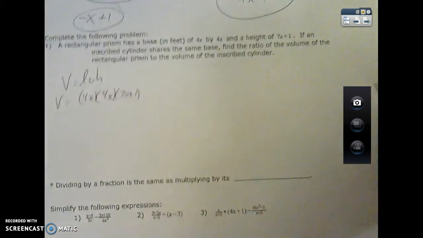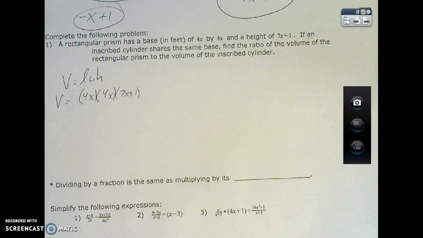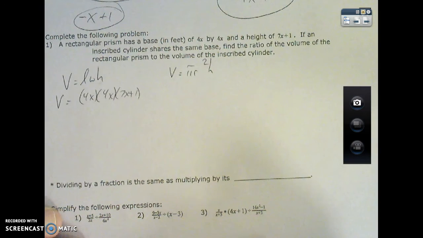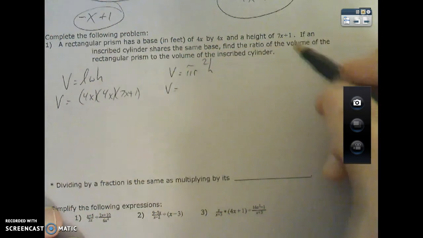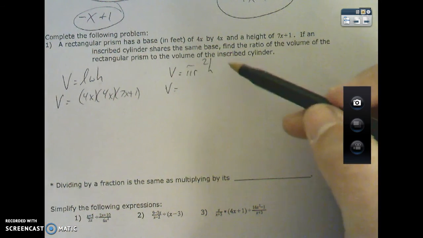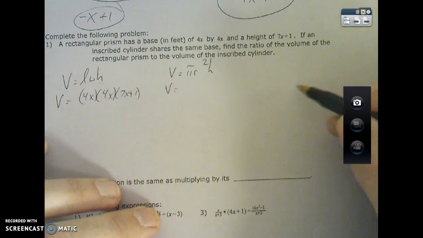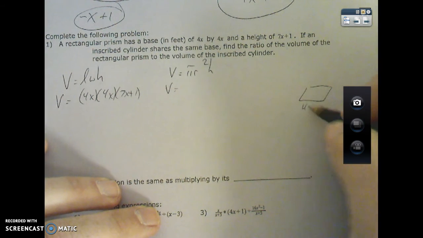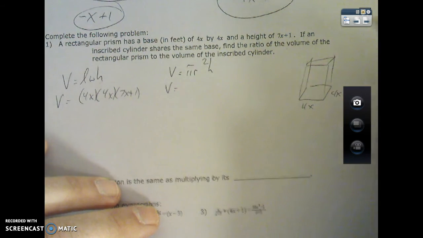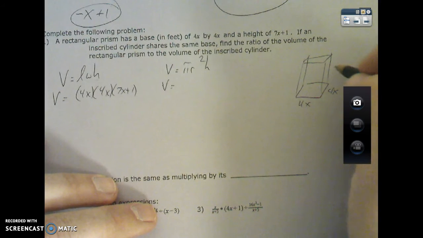And the volume of an inscribed cylinder is volume equals pi r squared h. Okay? So what we've got going on here is, they're saying the base in feet is 4x. So try to imagine this with me real quick. It's 4x by 4x. And this is not going to be the best drawing, so I'm really sorry. They're saying the height is 7x plus 1.